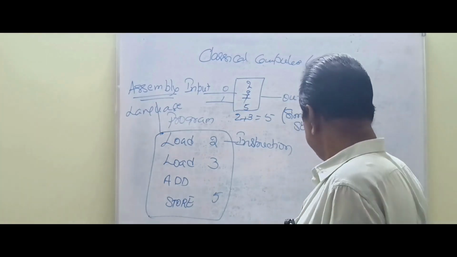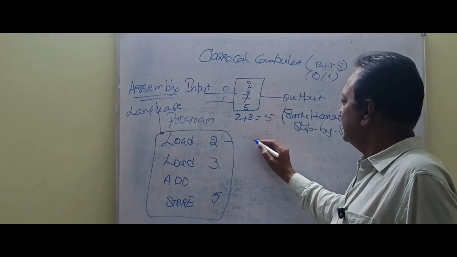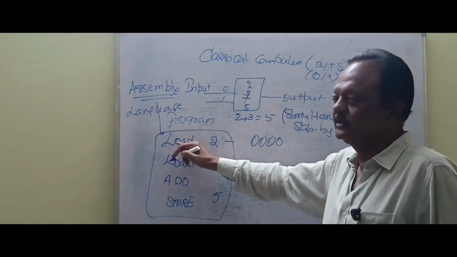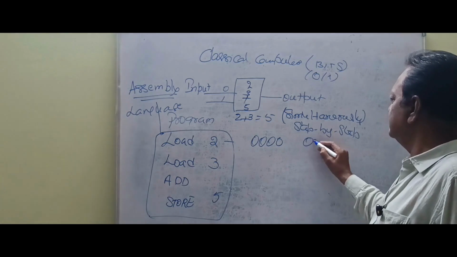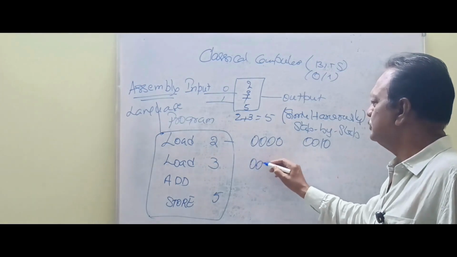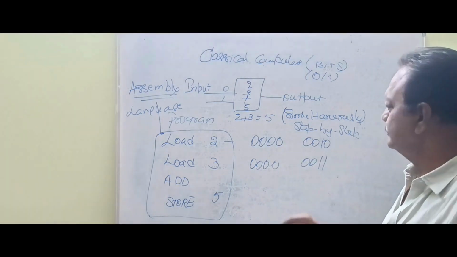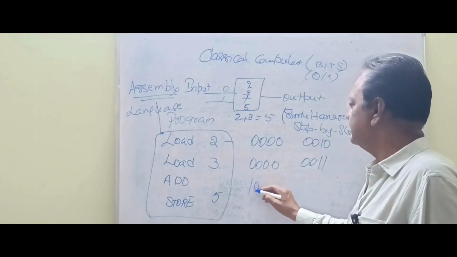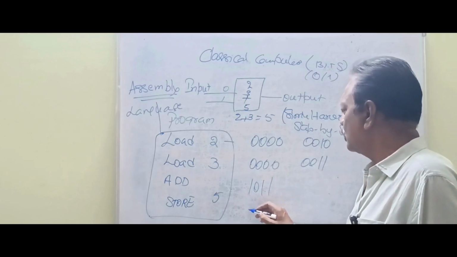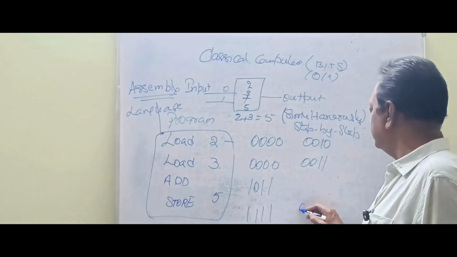Now I will write. Load. Let's say I write 0, 0, 0, 0, that is load, and 2 is, let's write 0, 0, 1, 0. Next again load, so 0, 0, 0, 0, and 3 value, 0, 0, 1, 1. Now add, maybe some instruction, just some code, that is the add command. And this will be the store. Maybe store will be 1, 1, 1, 1. Store that will be 5, 0, 1, 0.